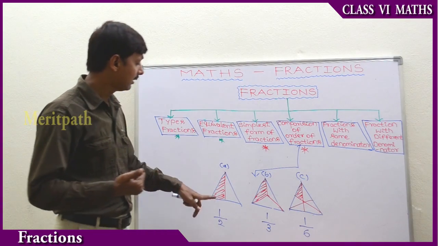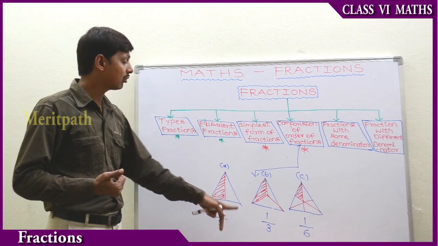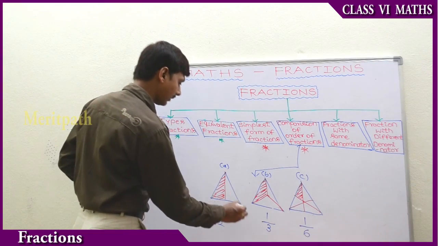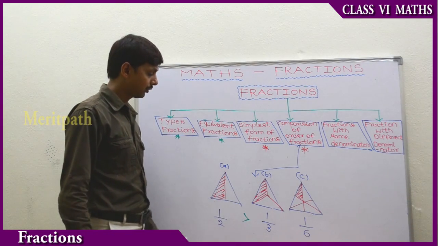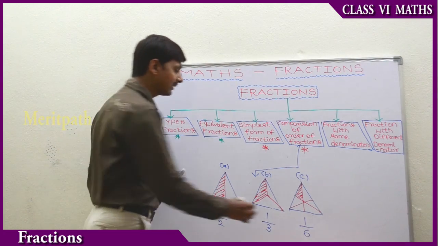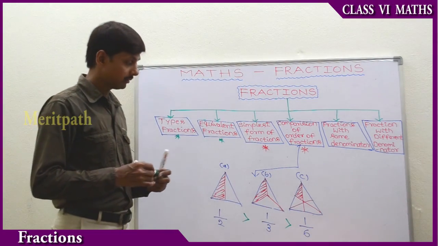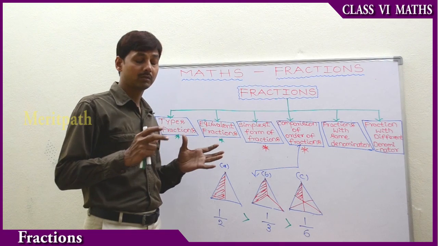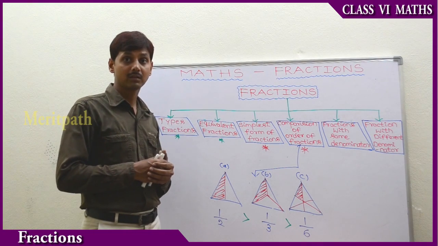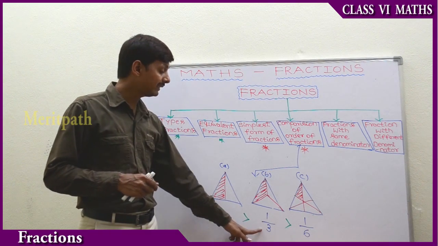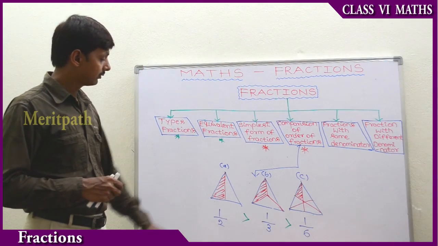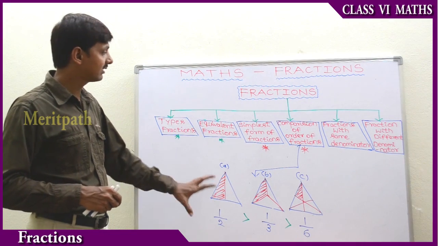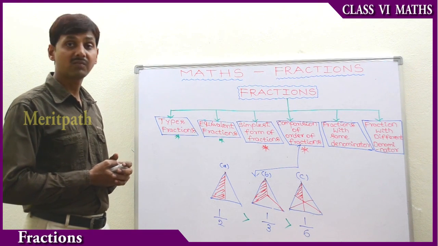In this similar manner, 1 by 2, half of the triangle, is always greater than 1/3 of the triangle. And 1/3 is always greater than 1/6 of a triangle. So in this manner we can compare the fractions. So 1 by 2 is greater than 1 by 3, which is greater than 1 by 6. We'll always take 1 by 2 as a picture in this manner. So this is the concept about comparison of order of fractions.